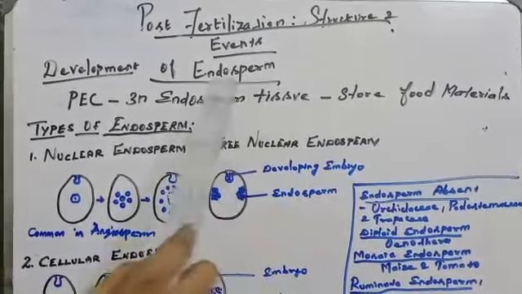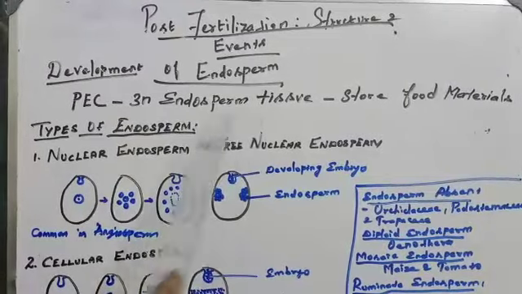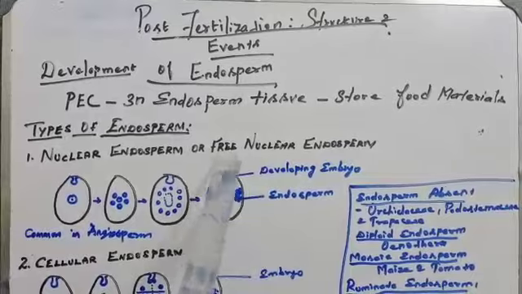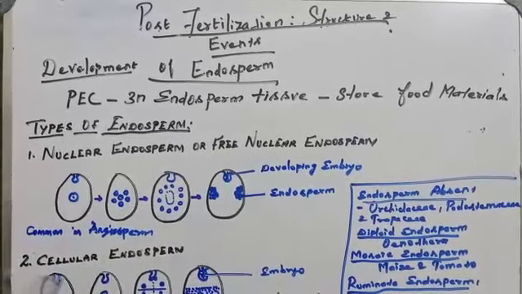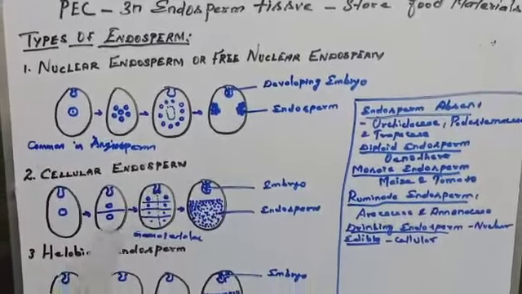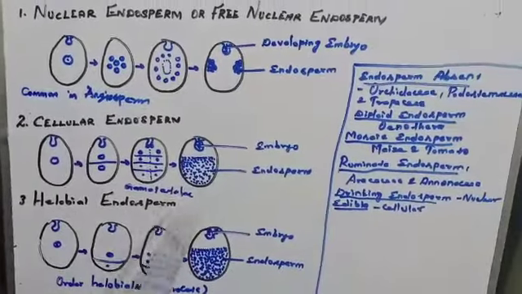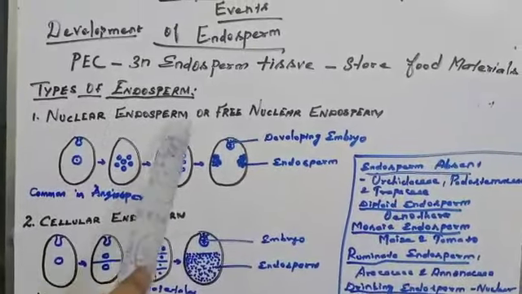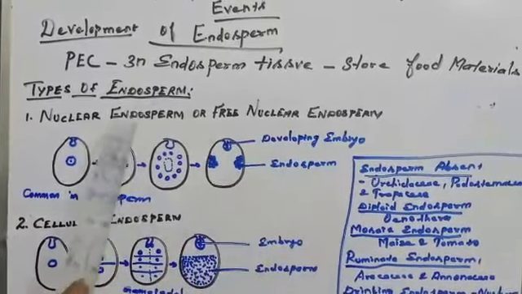The endosperm is of three types. We'll see the types of endosperm. First one is nuclear endosperm or free nuclear endosperm. Second one, cellular endosperm. Third one is helobial endosperm. We'll see the first one, nuclear endosperm or free nuclear endosperm.